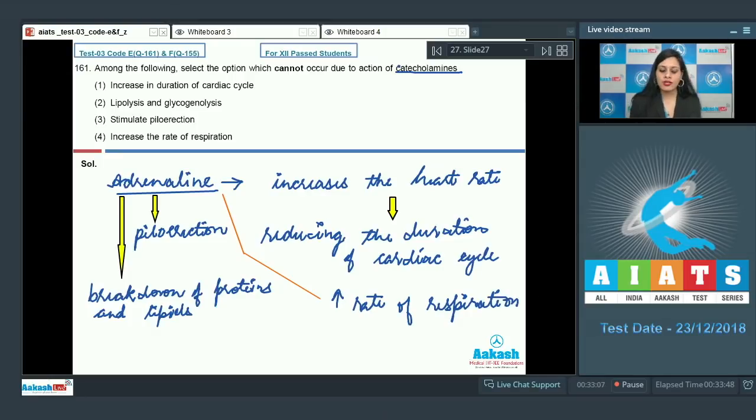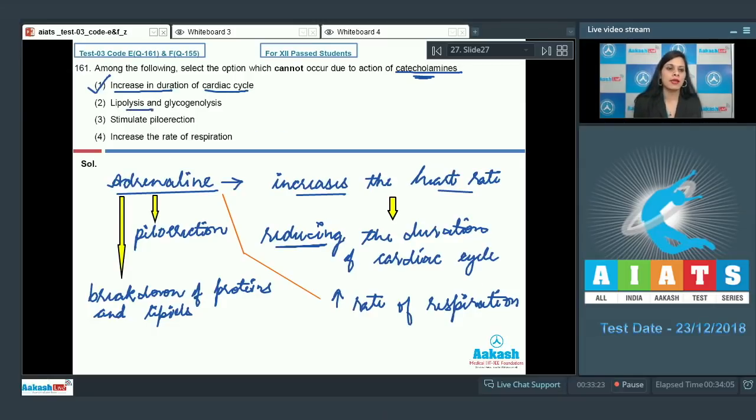So the action not performed by catecholamines is option number 1, that is increase in duration of cardiac cycle, because catecholamines such as adrenaline will increase the heart rate and thereby reduce the duration of cardiac cycle and will not increase the duration of the cycle.